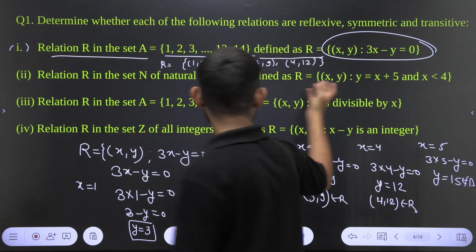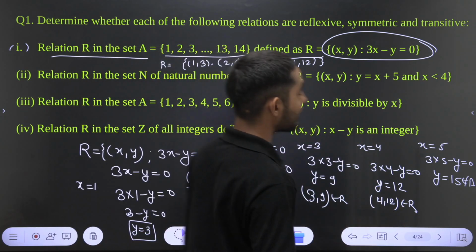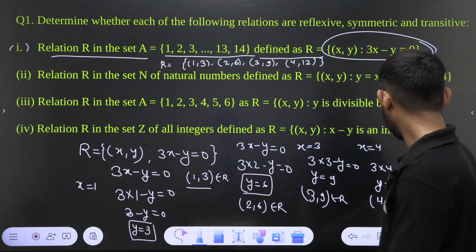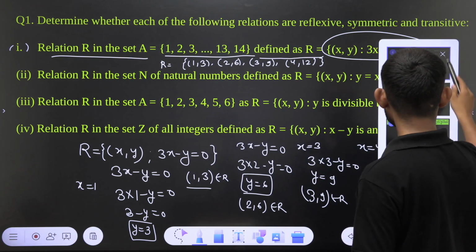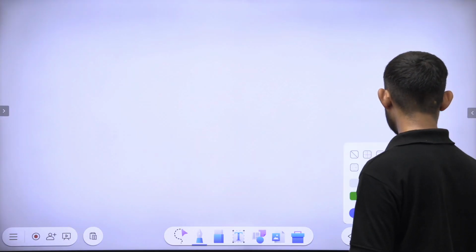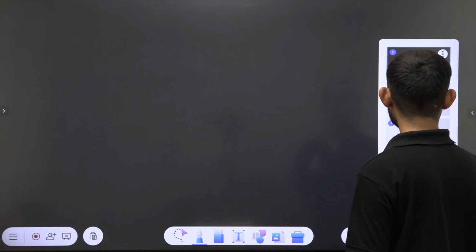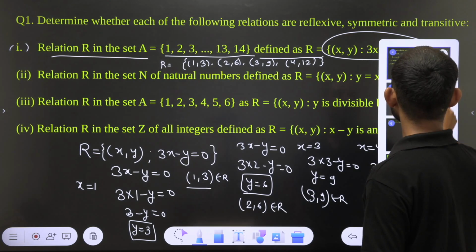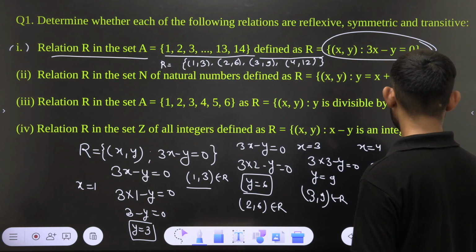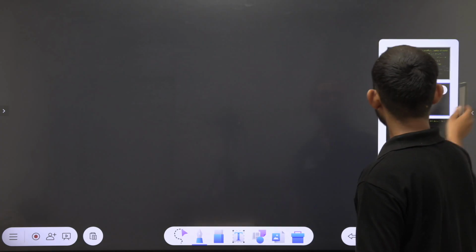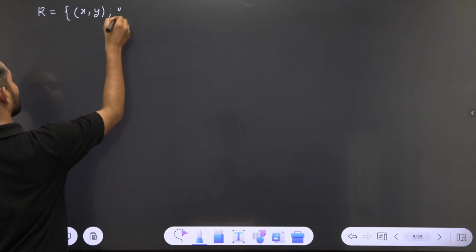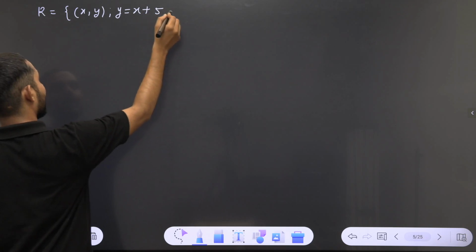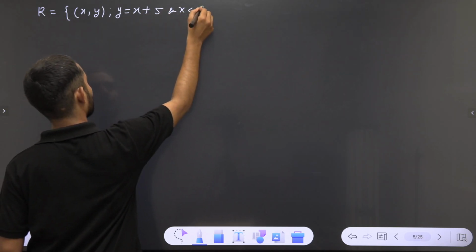Here the relation is given as y equal to x plus 5 and x is less than 4. So how can you write the relation for it? I am taking an extra page and writing the relation. The relation is given as R equal to (x, y) such that y equal to x plus 5 and x is less than 4. This is the relation we have been given.